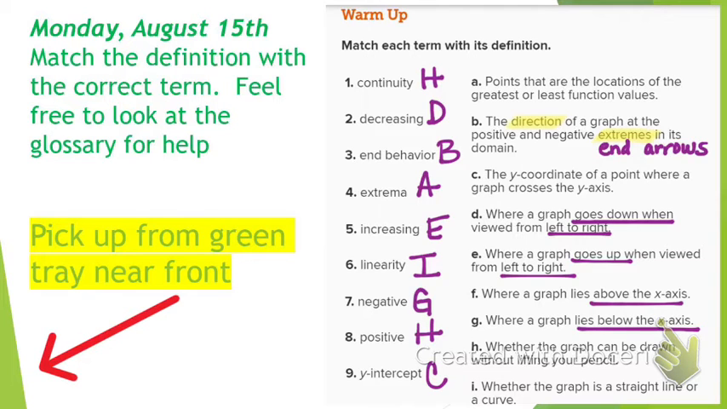We're going to do some graphing today. Go to page 39 in your reveal book. Page 39 in your reveal.